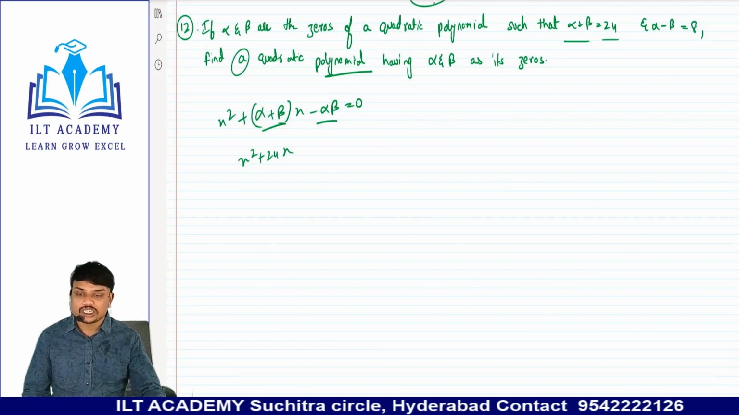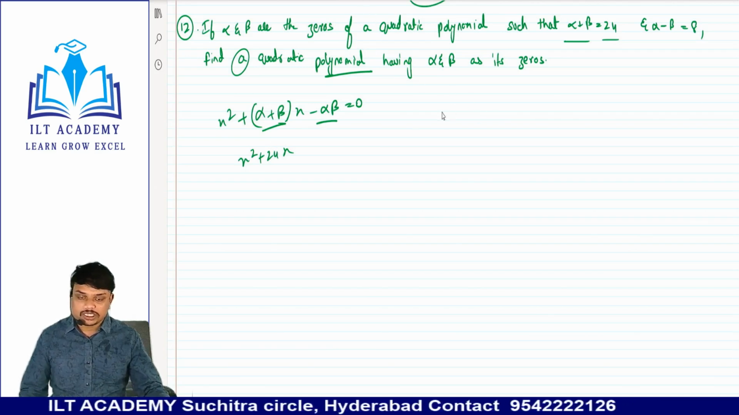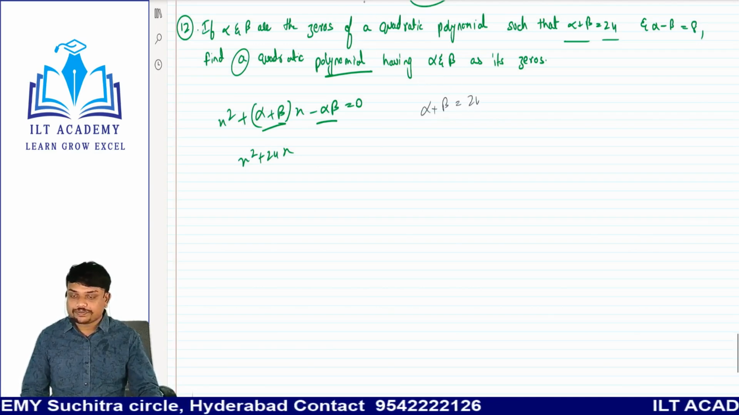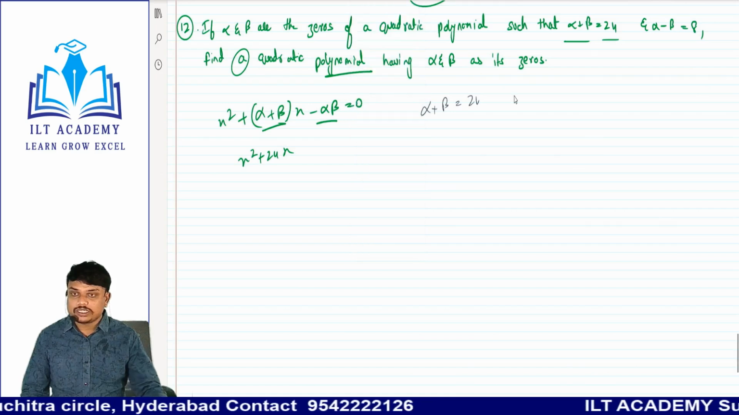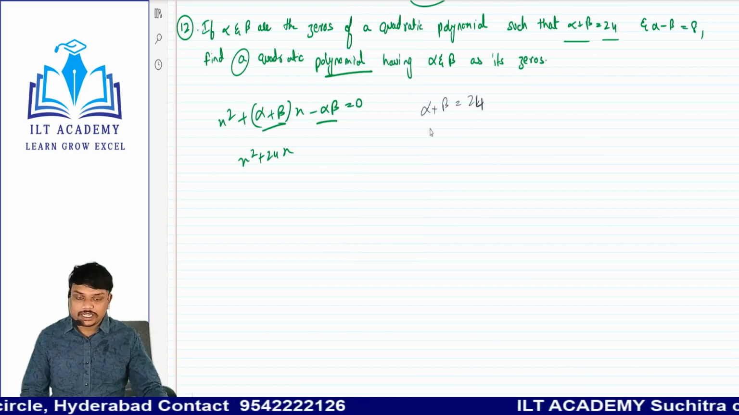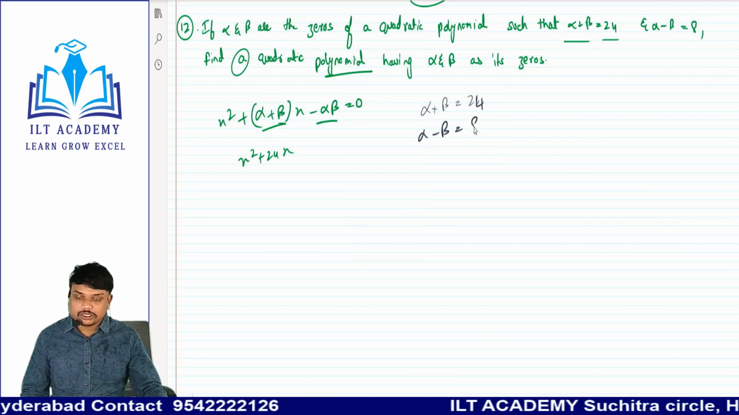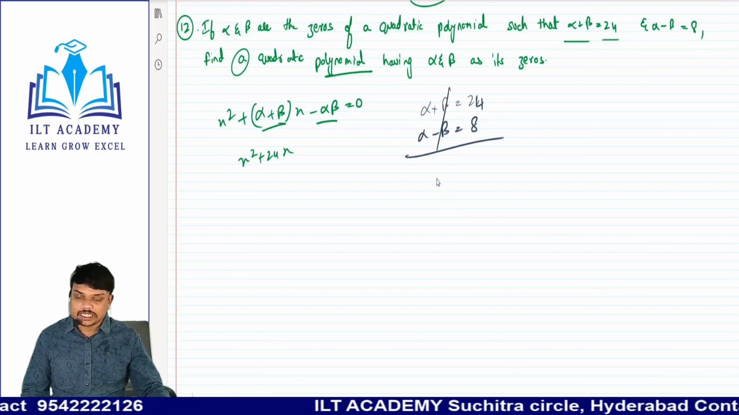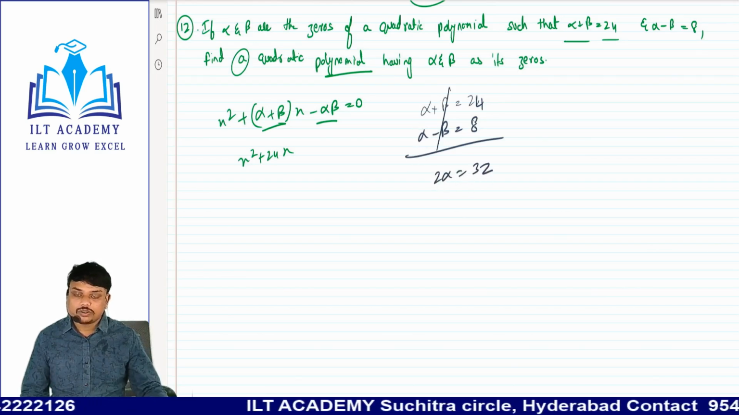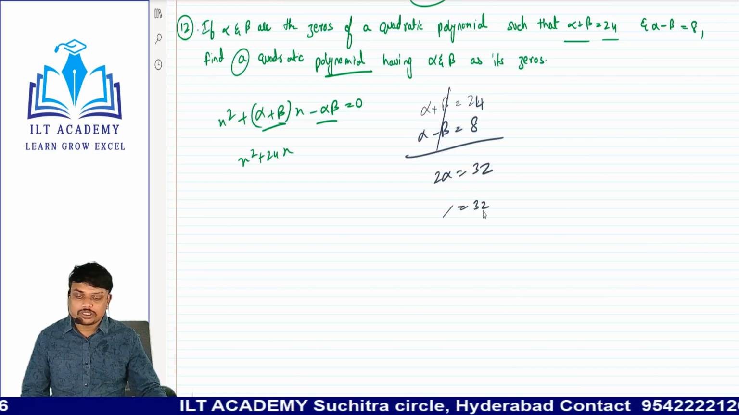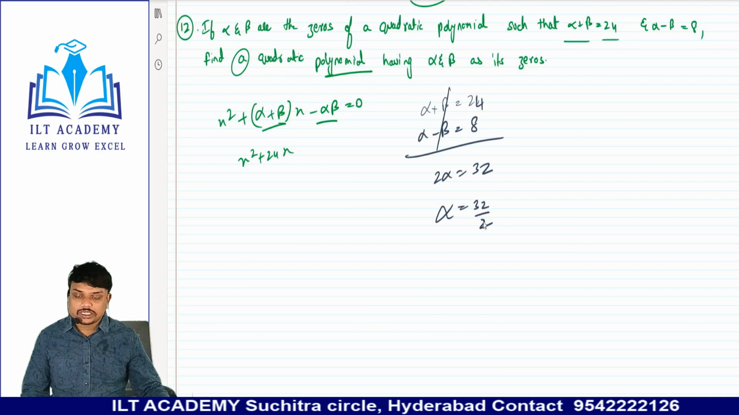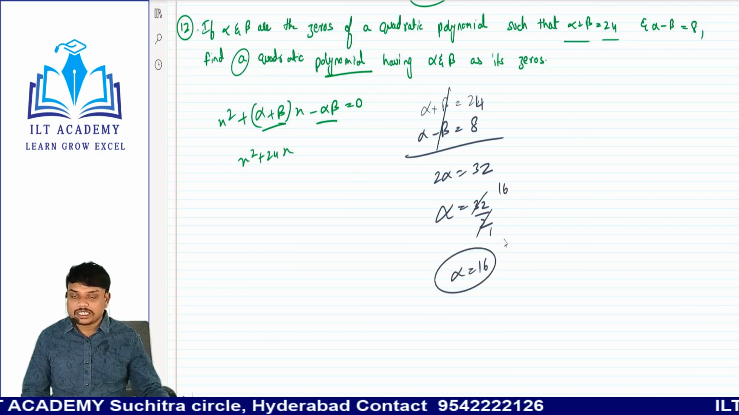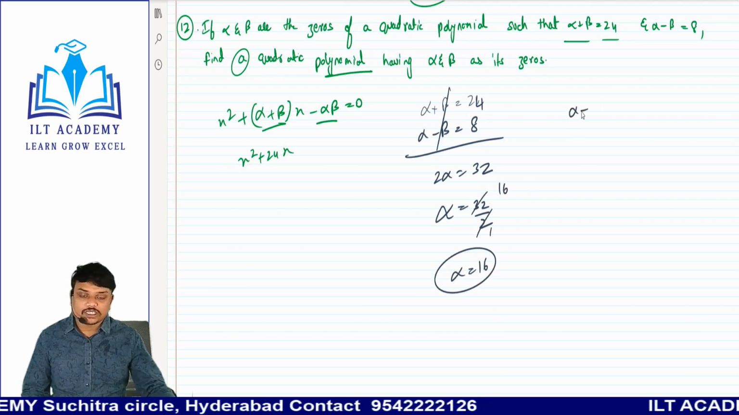No problem. We need to solve this equation. So how do you solve this? You know that alpha plus beta is equal to what? 24. And alpha minus beta is equal to what? 8. So here adding these equations, beta beta cancel. Alpha plus alpha is what? 2 alpha is equal to 24 plus 8, 32. So alpha is equal to 32 upon 2, which is 16. So alpha is 16.